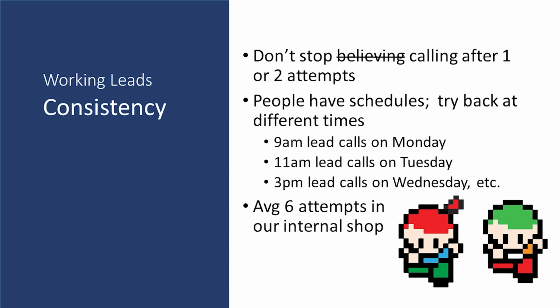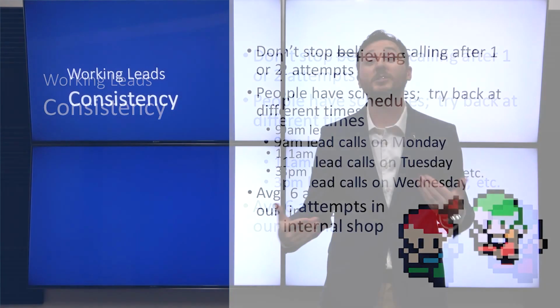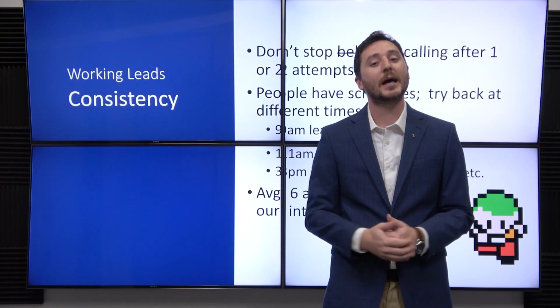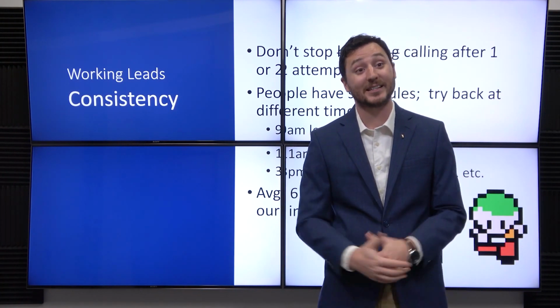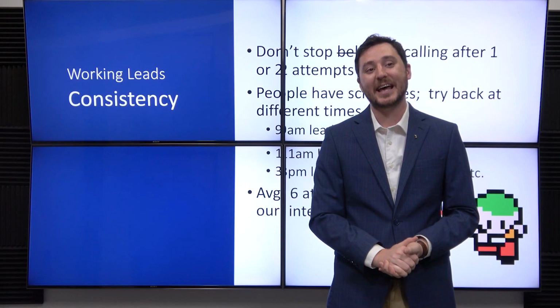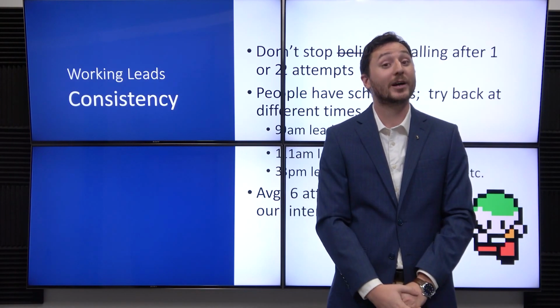Call your leads at 9 a.m. on Monday, 11 a.m. on Tuesday, 3 p.m. on Wednesday, or something to that effect, just to mix up the times that you're calling. Because if they're on a strict schedule, then you have to meet them outside of that schedule. Again, the average is 6 attempts for our own internal shop here at Neishloss Fleming.